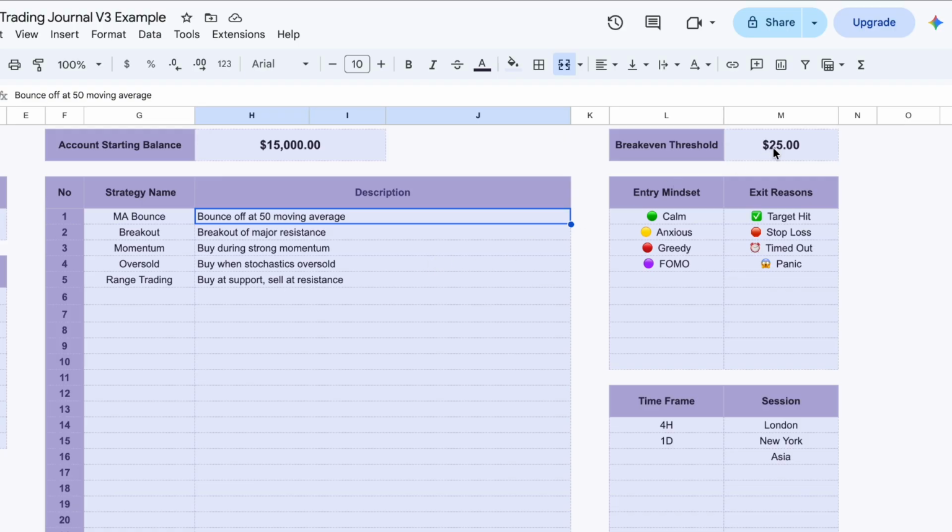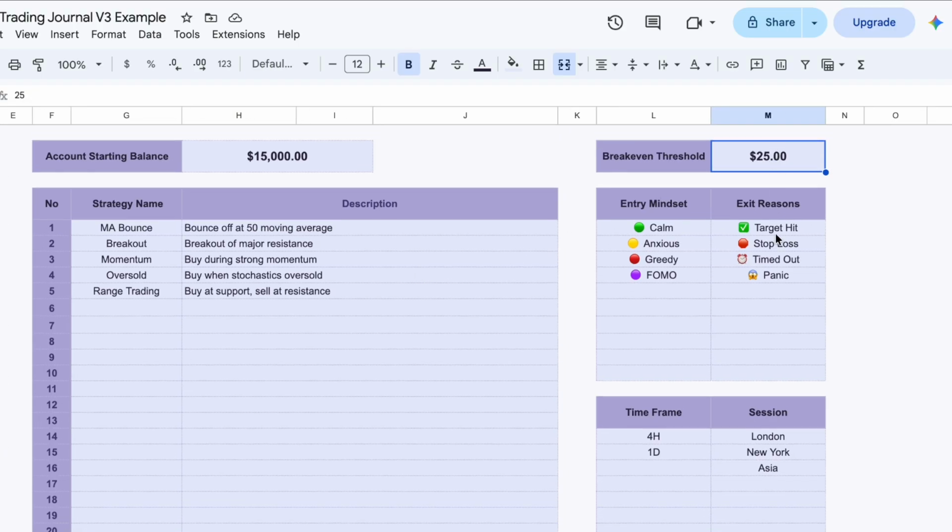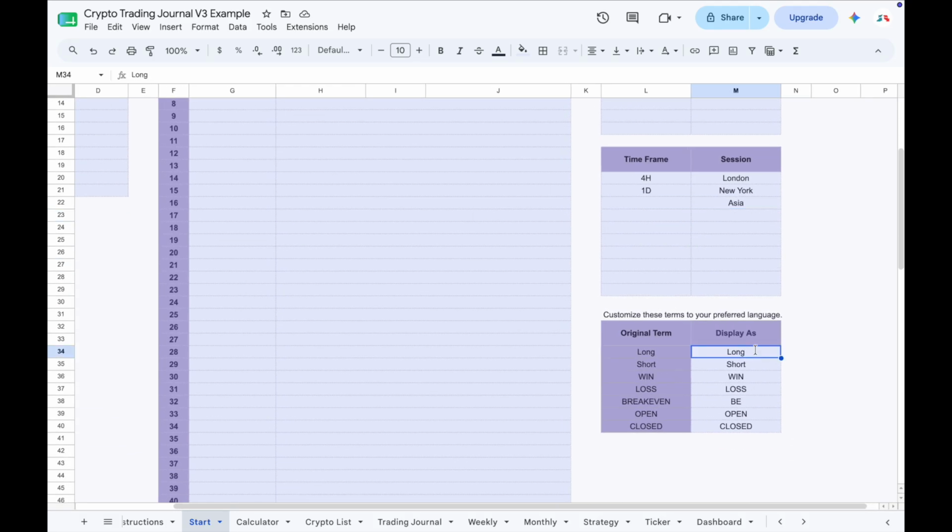You can also customize the journal to match your own trading style. Adjust the break-even threshold, edit the entry mindset and exit reason lists, customize your preferred timeframes and trading sessions, or even change the trading terms into your own language. Once everything is configured, you're ready to start logging trades.